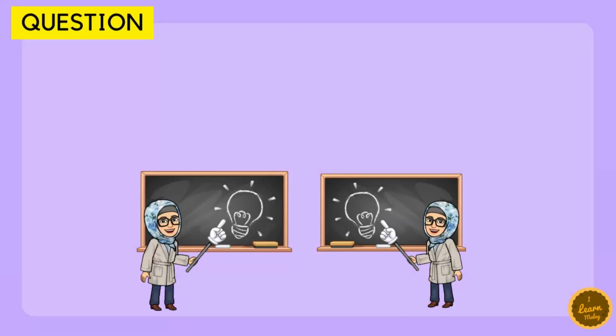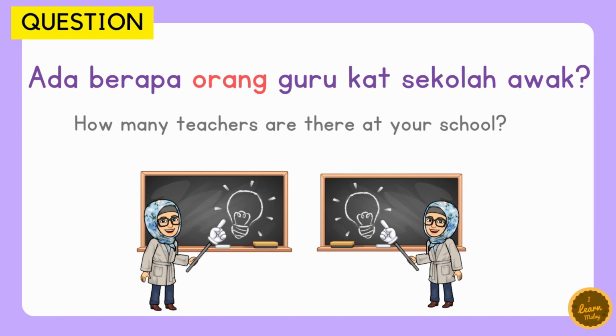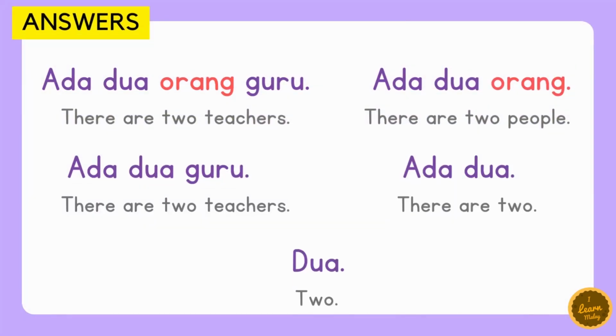But let's say someone is asking you, ada berapa orang guru kat sekolah awak? Ada berapa orang guru kat sekolah kamu? You can answer this question with these possibilities. Ada 2 orang guru. There are 2 teachers. This is the most complete and proper answer.